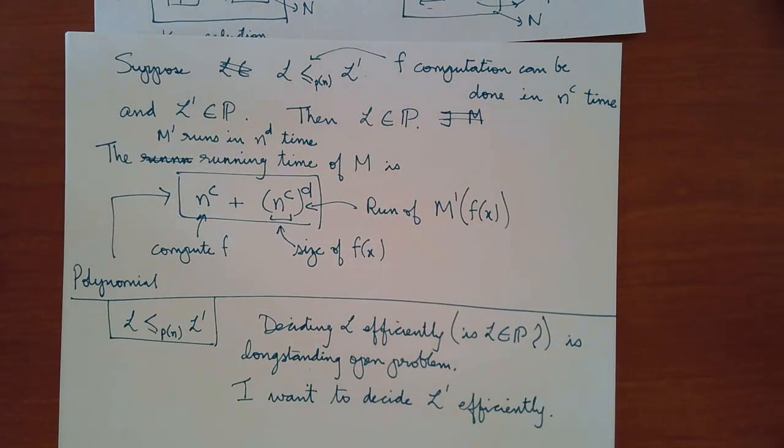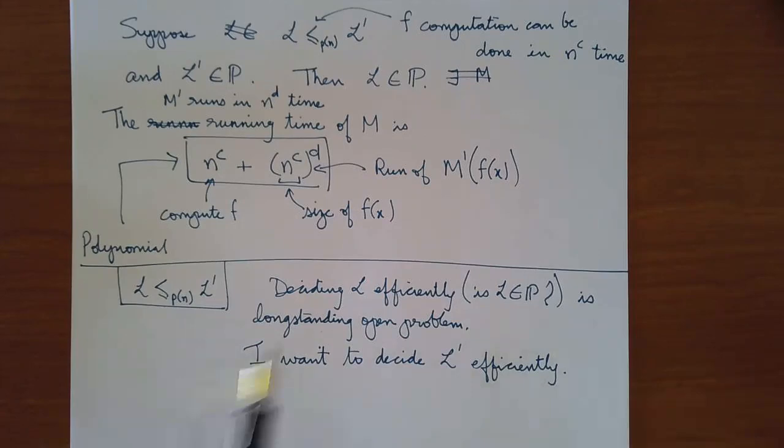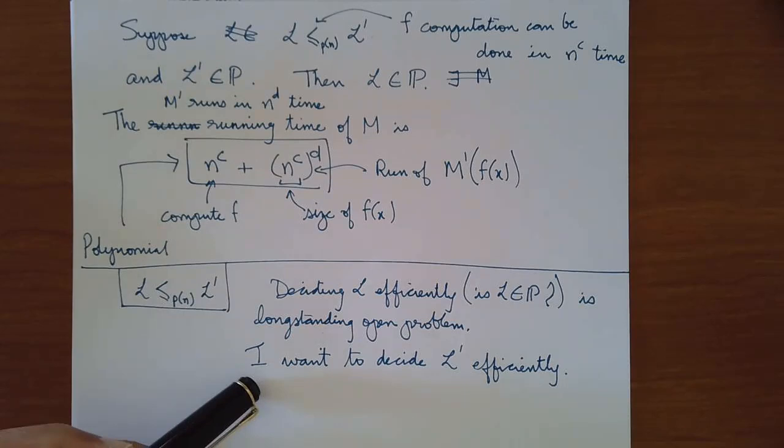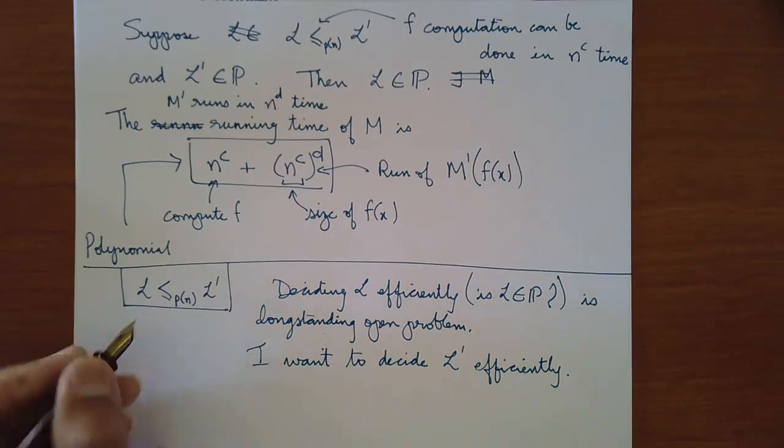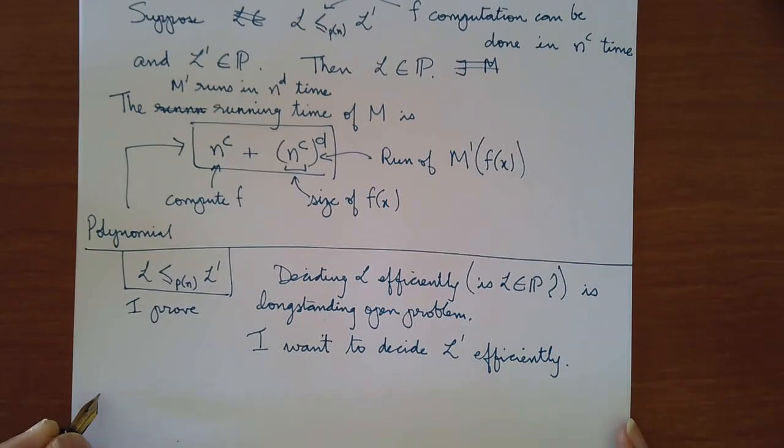Suppose deciding L efficiently is a long-standing open problem. I think this is going to be very, very difficult to determine. But what I want to do is decide L prime efficiently. L prime is some other language, and I prove that L reduces to L prime. Now my question is, which of these three options makes sense?